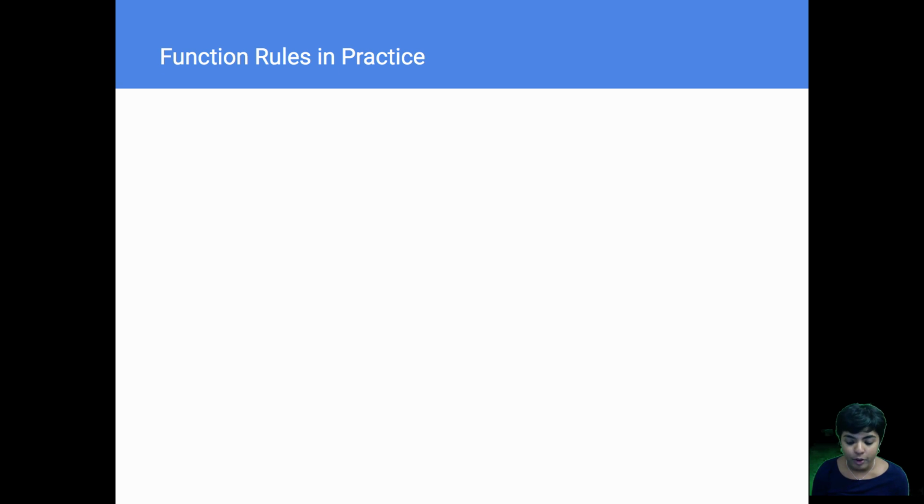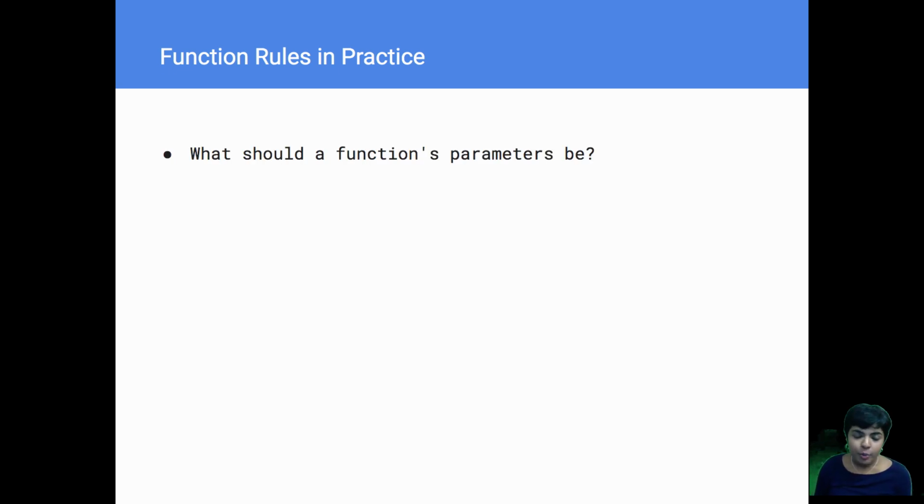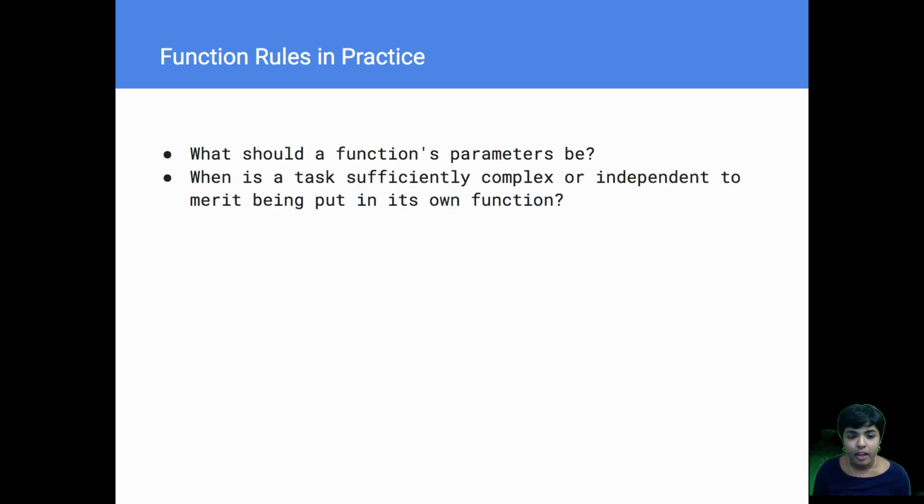And it'll be important for you to make these decisions around how to design your functions and how big they should be on your own. So, some of the questions we want to answer are, what should a function's parameters be when we're designing a function on our own? And when is a task or problem sufficiently complex or independent such that it merits being put into its own function? So, when should we take some sort of task and pull it out into its own function? When does that make sense?